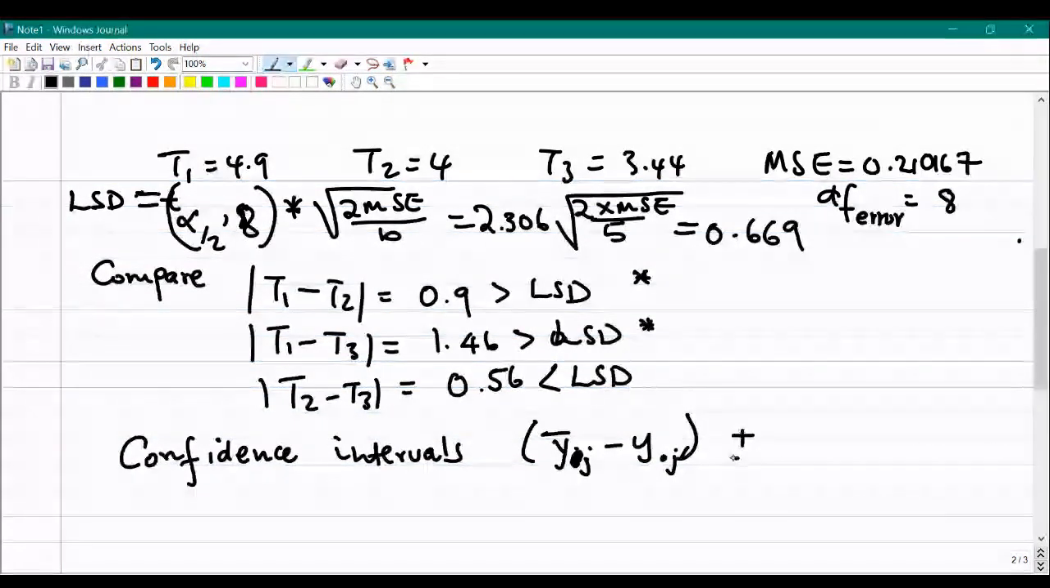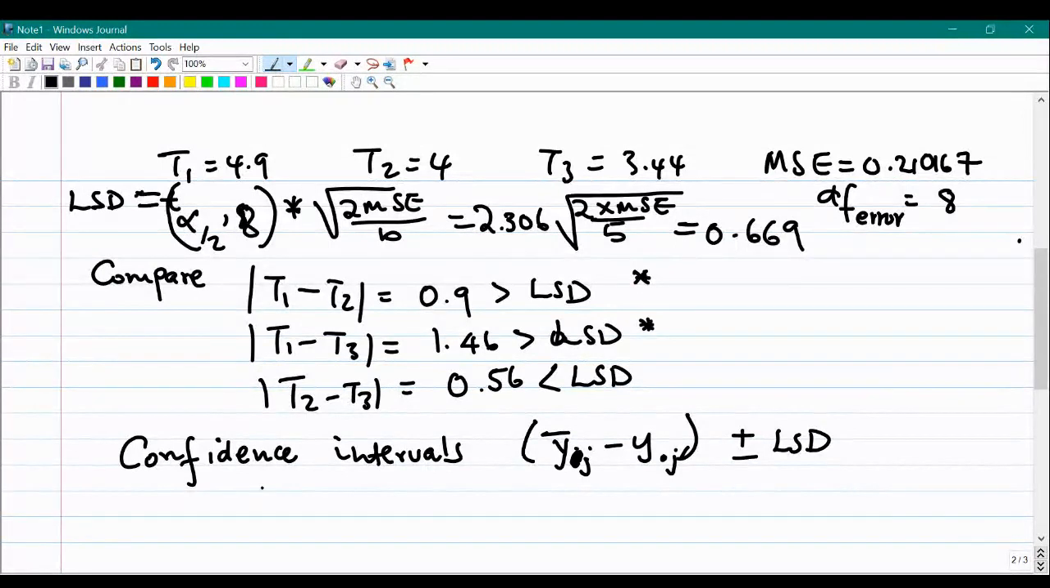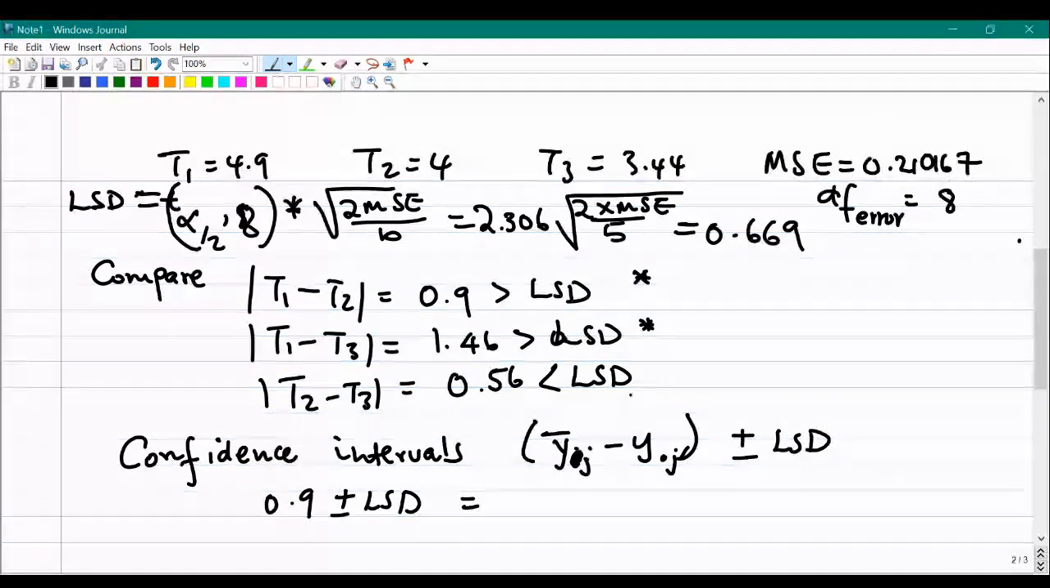You see, these are not the absolute values, guys. These are brackets. So you will say 0.9, mean 1 minus mean 2 is going to be positive or negative. It's positive, isn't it? T1 minus T2 is positive, plus or minus LSD. What is the answer? Now we're finding the confidence interval. We're expecting two values, the lower limit and the upper limit.